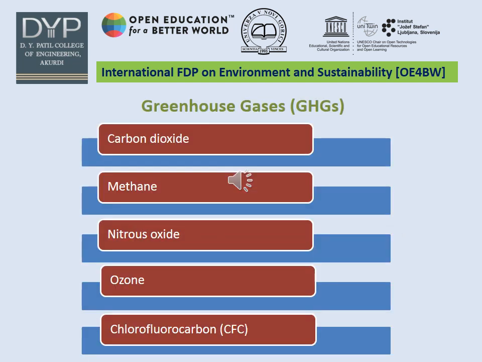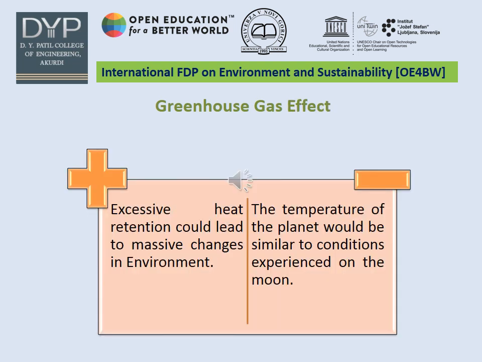This slide shows greenhouse gases. This slide shows greenhouse gas effect. Excessive heat retention could lead to massive changes in environment. The temperature of the planet would be similar to conditions experienced on the Moon.